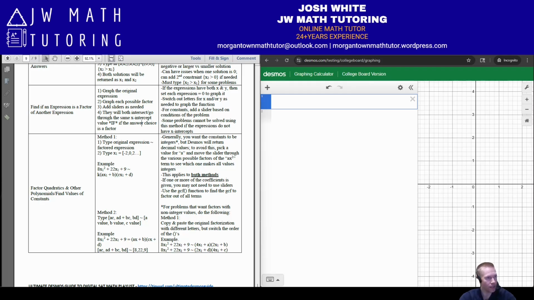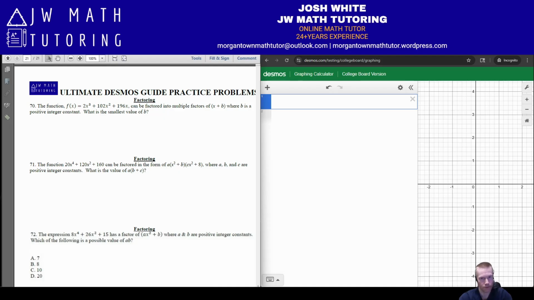And one last thing, if I forgot to mention this: for the first method, you definitely do need to add the element list, where you add x1 equals and then some values. I usually do a negative, 0, and a positive, and then some other positive values. You do need to add the element list after your regression statement for it to work properly. All right, so let's now go back to the guide and look at some problems.